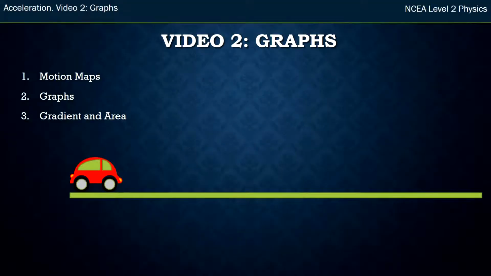Hello, this is Mr. McGovern, and this is the second video in the acceleration series, and we're looking at graphs, using graphs to describe accelerating objects. So we're going to start by describing our object with a motion map, get into some graphs, and then look at how gradient and area can be used for calculations.